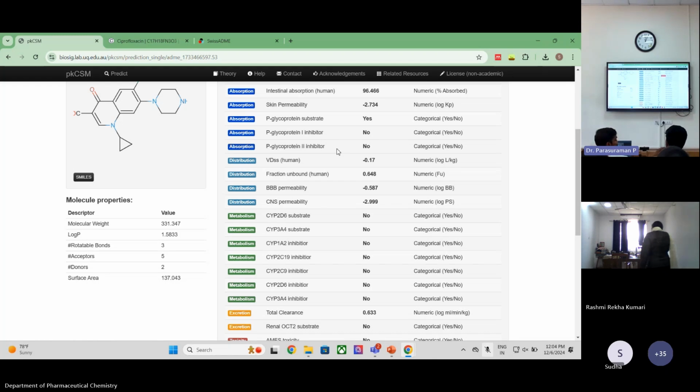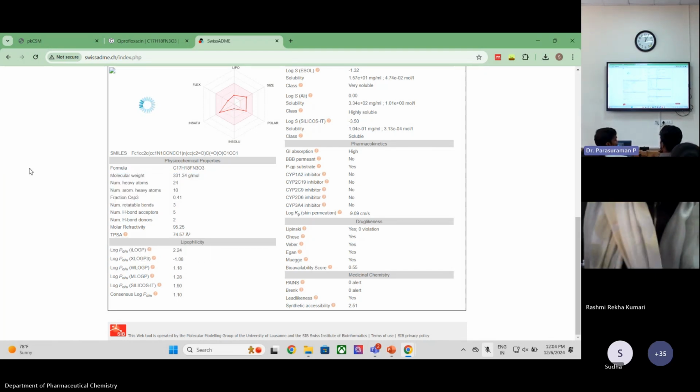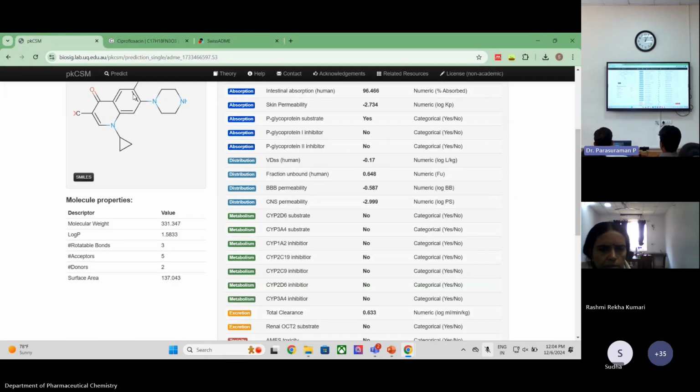Can you show SwissADME? Yeah. What is TPSA? Physicochemical parameters. This one, yeah, TPSA. That is topological polar surface area. Is it important? Here in pkCSM, you have got the surface area, no? Like how much surface area it will cover. Is there any importance?